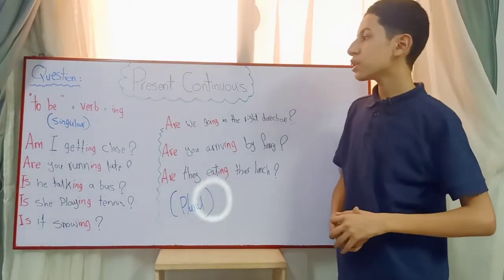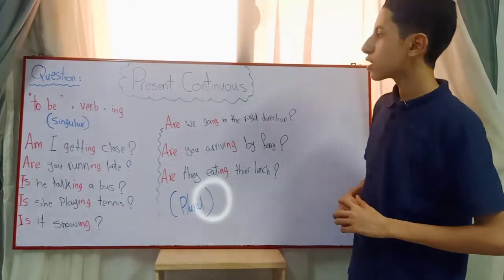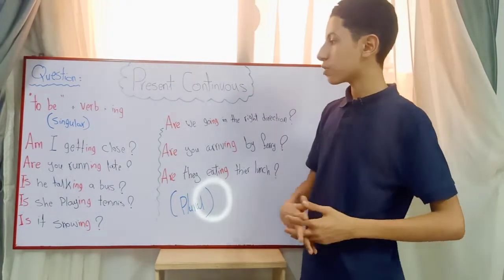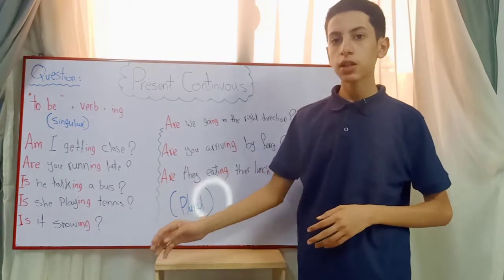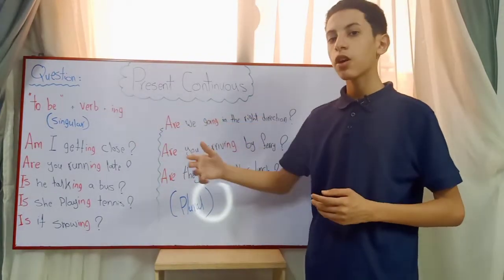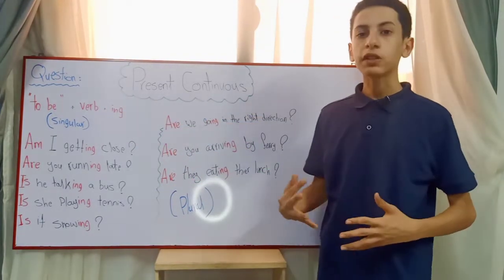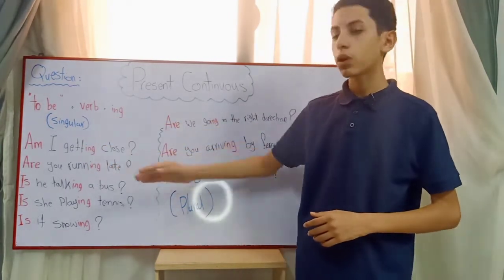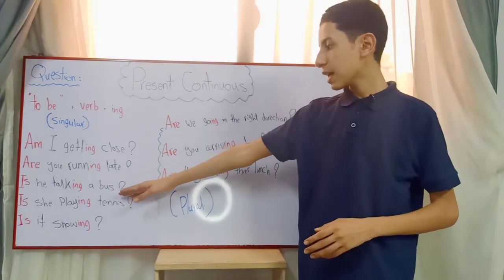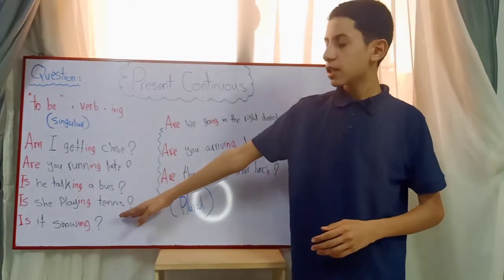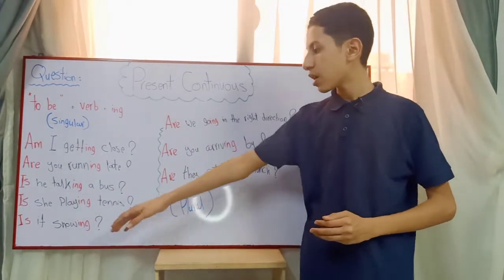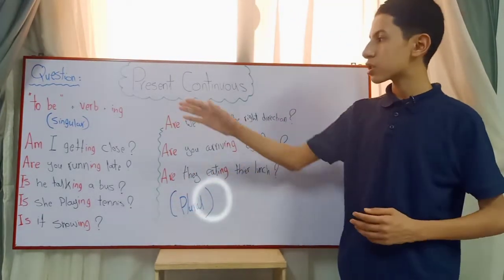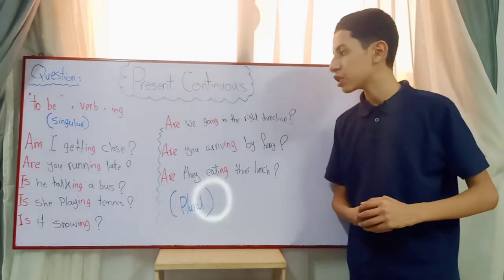Okay, so now let's see how to form questions in the present continuous tense. So with the singular pronouns I, you, he, she, and it, we put to be plus the verb plus ing. For example, am I getting close? Are you running late? Is he taking a bus? Is she playing tennis? Is it snowing? So we use to be plus the verb plus ing.